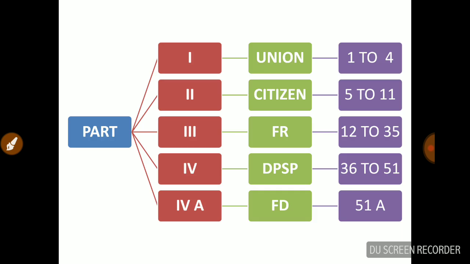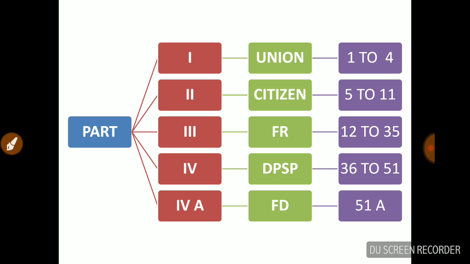Now we are talking about the parts. I told you that after the preface we have chapters. Here we call those chapters parts. For prelims, we will focus mainly on part 1, part 2, part 3, part 4 and part 4A. These are the main important parts we have to learn, and after that we will continue with the remaining parts.